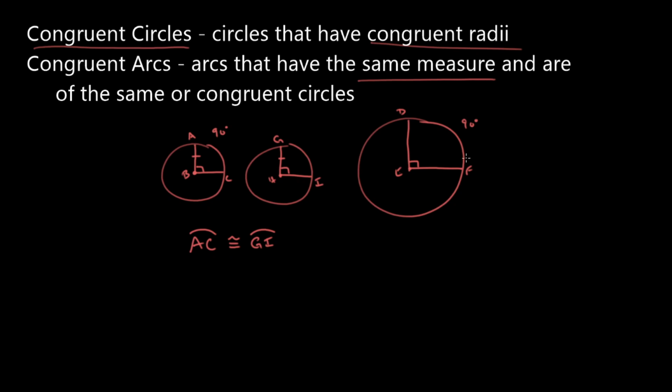And so this third one, DF, will not be congruent to the other two because it is not of a congruent or the same circle. So what I need for congruent arcs is that they have the same measure, and that they are of the same or congruent circles. It just needs that additional criterion. So that's everything we need to know right now about arcs, these portions of circles, and we can use this information later and build off of it.